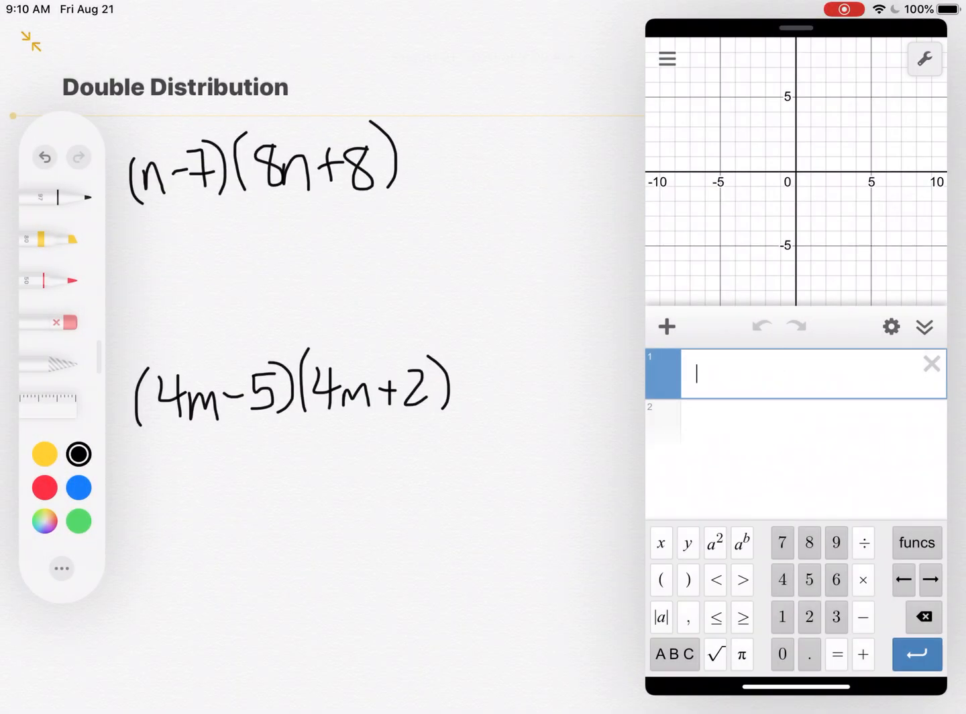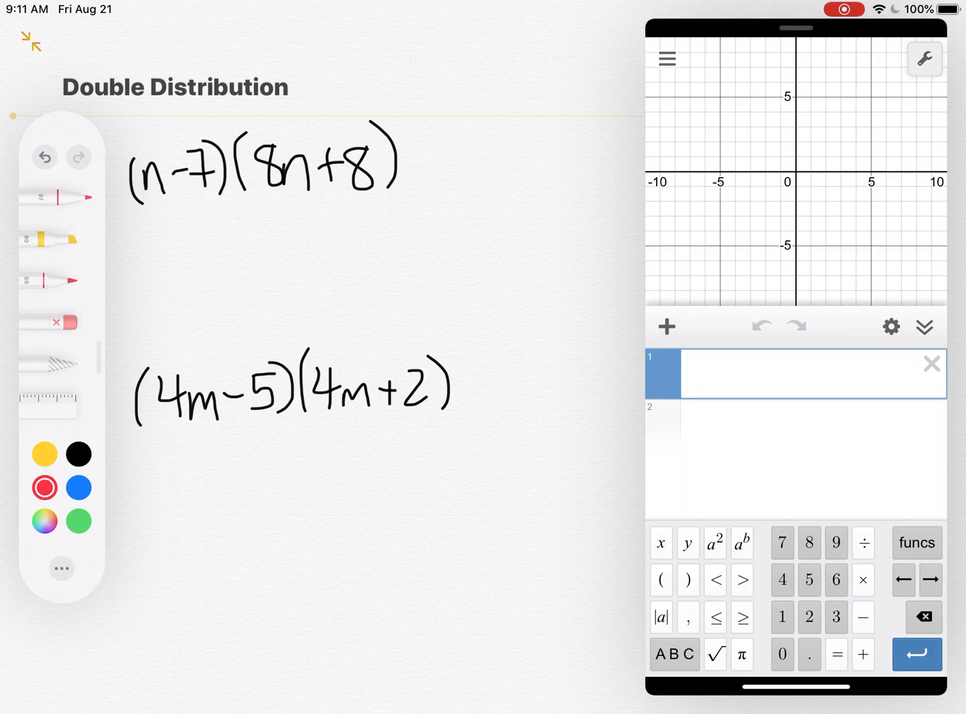Hey there everybody, this video will help you with double distribution. What I mean by double distribution is problems like the ones you see here on your screen, where you have two sets of parentheses and two terms inside each set of parentheses. The way we tackle these problems is we make sure we distribute everything that's inside the first set of parentheses to everything that's inside the second set of parentheses. I think it'll make more sense if I just walk you through some examples.